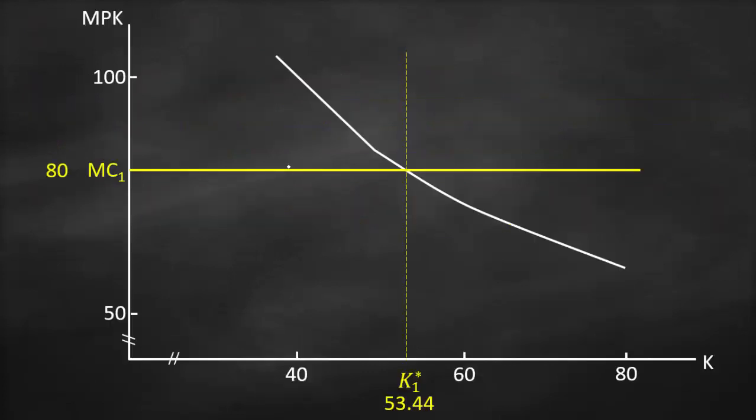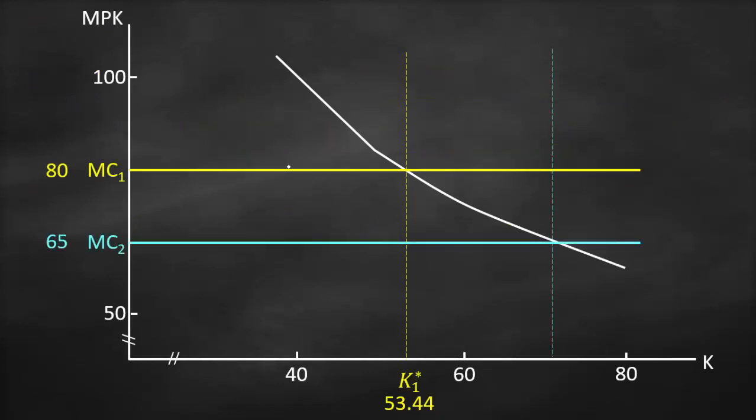So let's show it in the graph. Now we have a lower marginal cost, which is 65. So we'll draw a horizontal line. It will intersect with our curve. So this will give us our new capital, K2 star, which is 70.48. So we know that when we decrease depreciation rate, it resulted in higher capital.